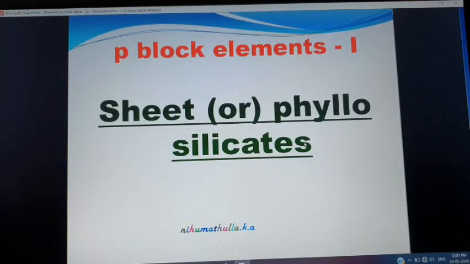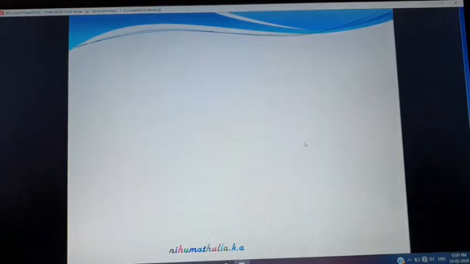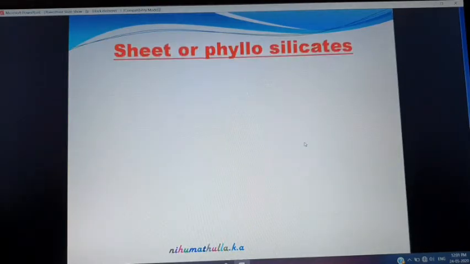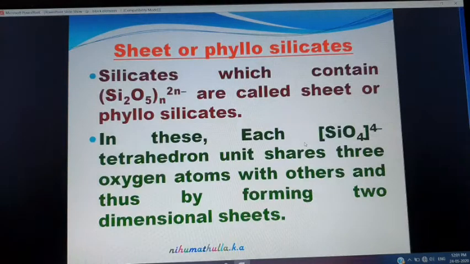P block element 1, sheet or pyrosilicate. What is meant by sheet or pyrosilicate? Silicates which contain Si2O5 2- are called sheet or pyrosilicate.